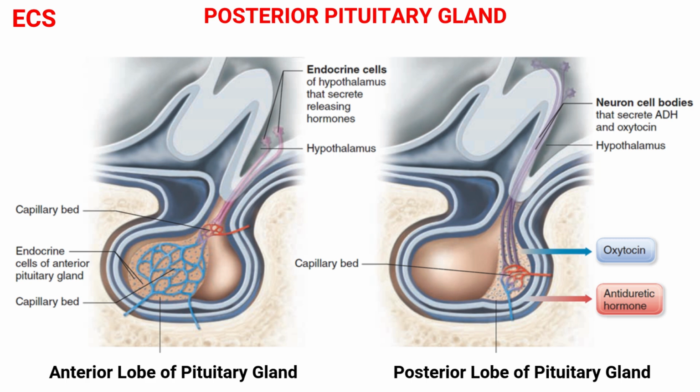Although these two hormones are technically made in the hypothalamus, they are referred to as posterior pituitary hormones because they are released from the posterior pituitary gland.